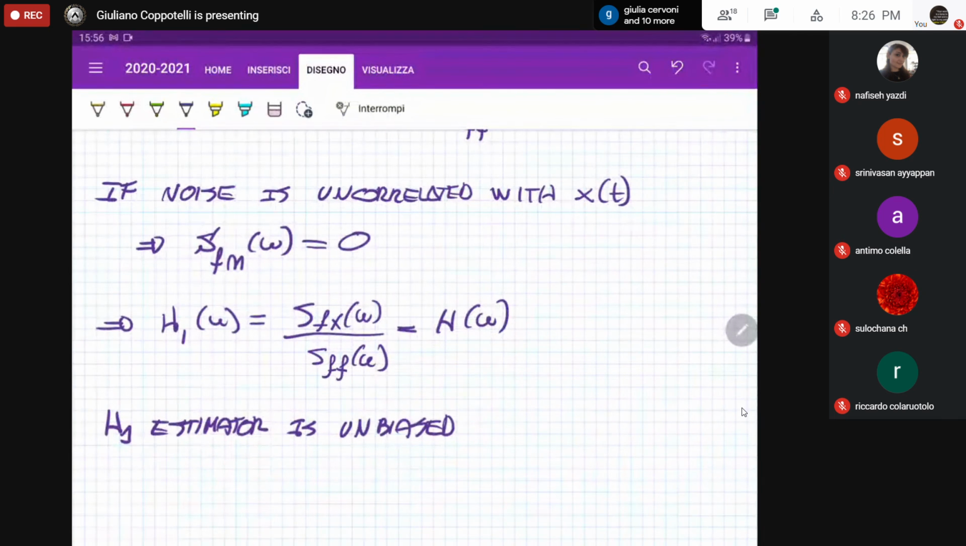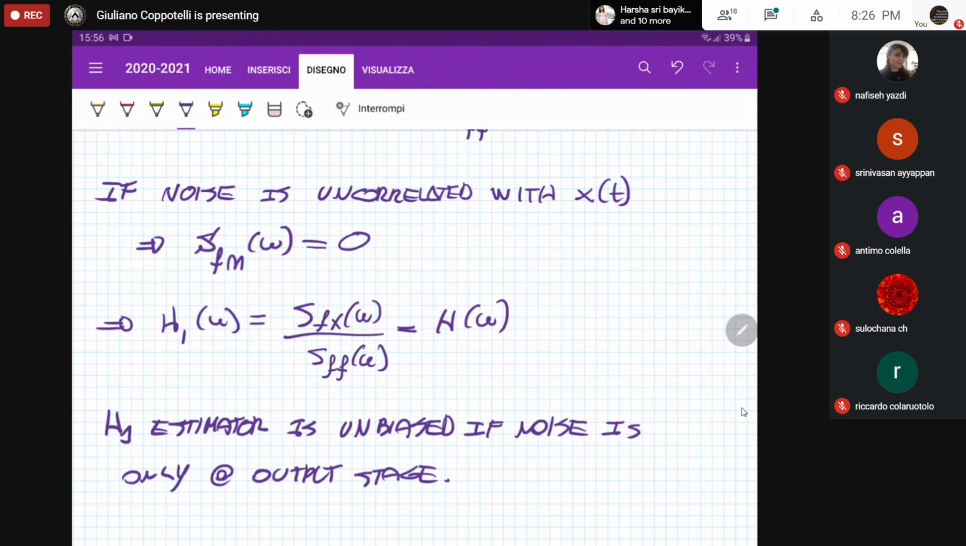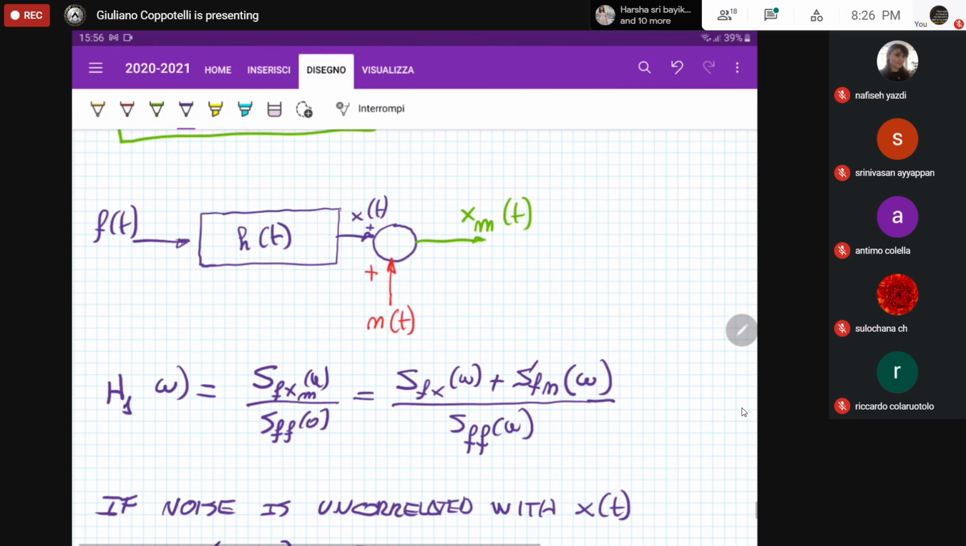if noise is only at the output stage. And that comes straight from the definitions.